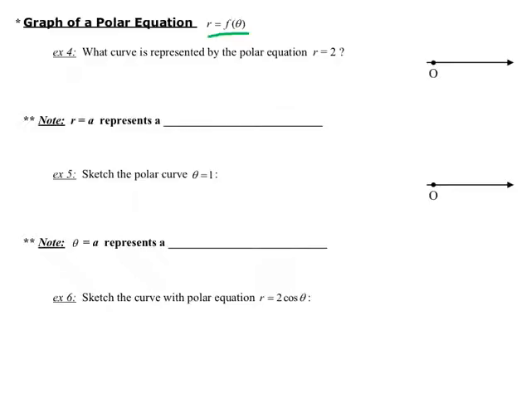And hopefully you came up with a circle. So I should have a circle where all the points are 2 units away from the pole. So just as a general rule, I know that if I have an equation in the form r equals a, I have a circle with radius a. Okay, moving on to the next one.